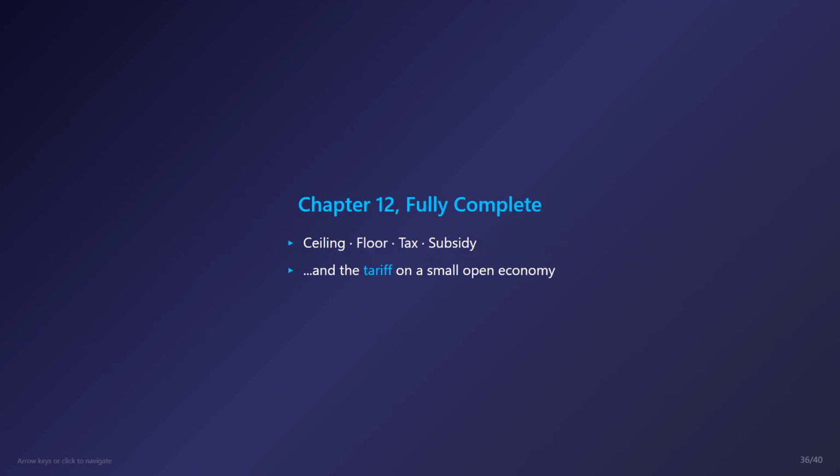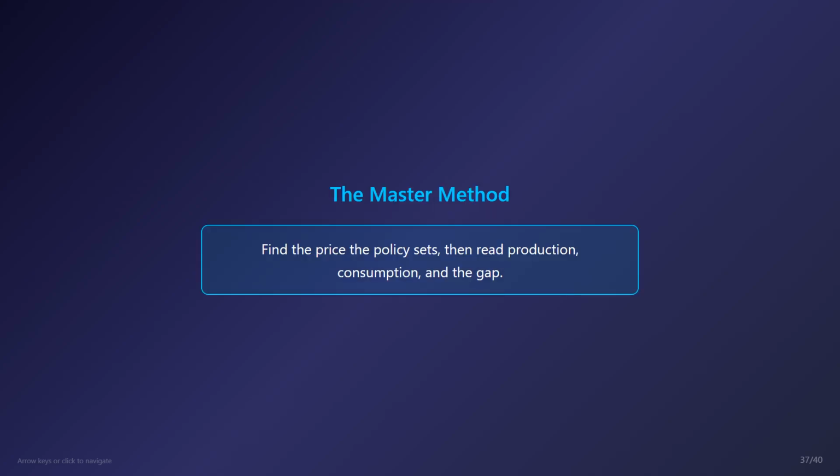With that, Chapter 12 is fully complete. Price ceilings, price floors, taxes, subsidies, and now the tariff on a small open economy. Five tools of government intervention, all built from the same demand and supply. And the master method is always the same. Find the price that the policy sets, then read off domestic production, domestic consumption, and the gap between them. Every policy yields to those three steps.